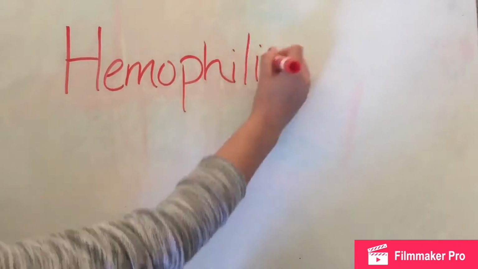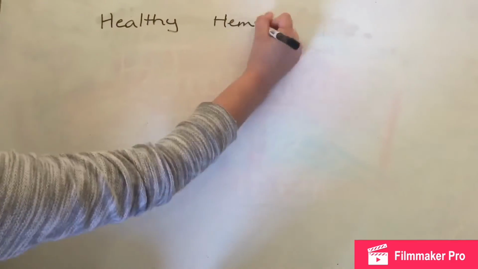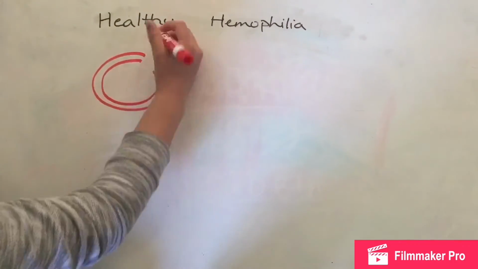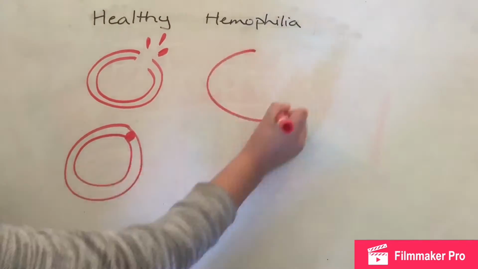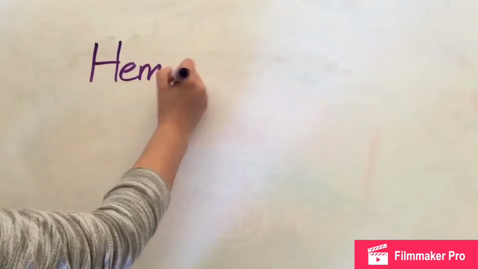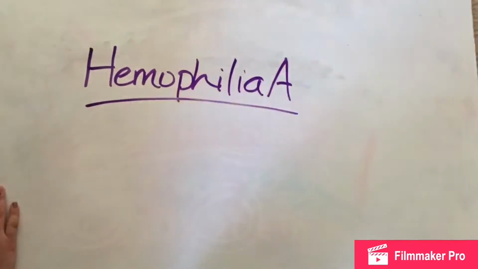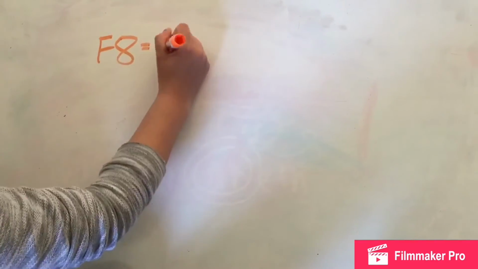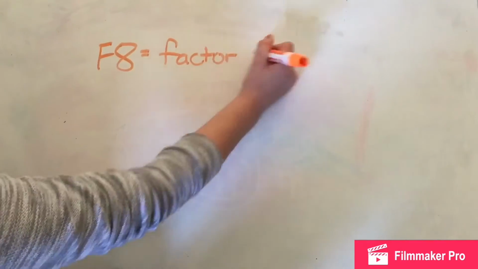Our genetic disease is hemophilia. The inherited disease hemophilia is caused by a genetic mutation in genes that code for proteins that are essential for blood clotting, not allowing hemorrhages to clot. We're going to focus on hemophilia A as it is the most common type. It is caused by a deficiency in the gene factor F8, which is a clotting protein.